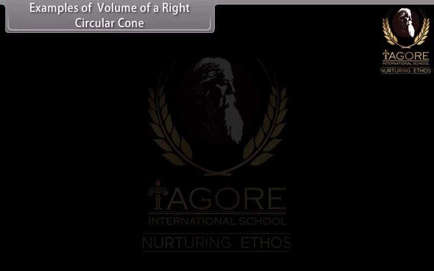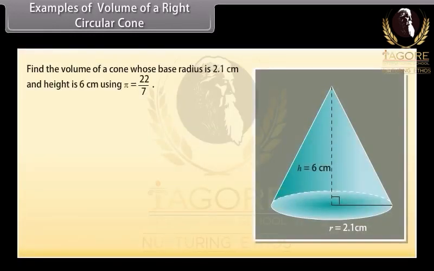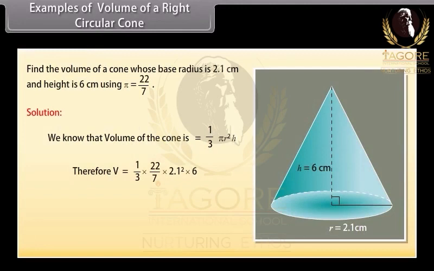Examples of volume of a right circular cone. Let us now solve an example. Find the volume of a cone whose base radius is 2.1 centimeter and height is 6 centimeter, using pi as 22 upon 7. Solution. We know that volume of the cone is 1 upon 3 pi r square h. Therefore, V is equal to 1 upon 3 into 22 upon 7 into 2.1 square into 6, which is equal to 27.72 centimeter cube.